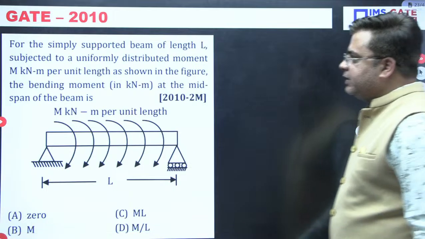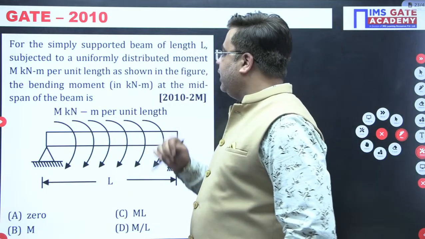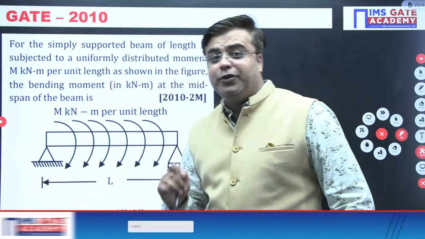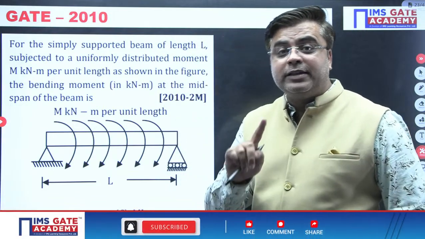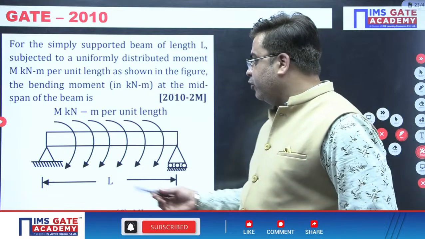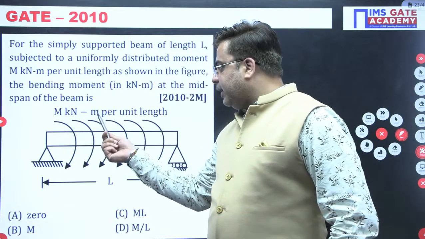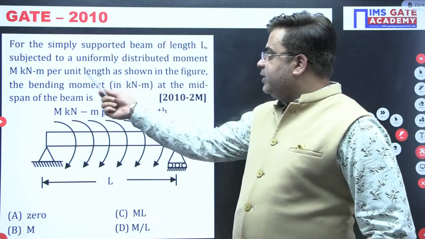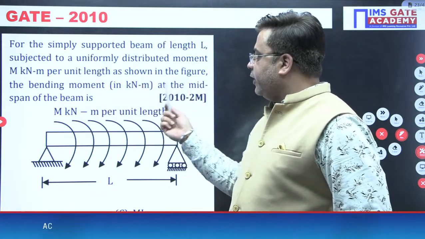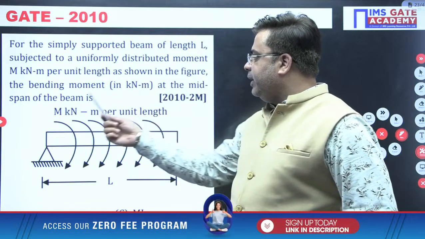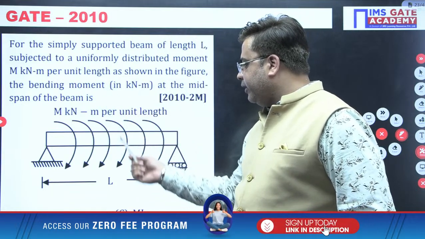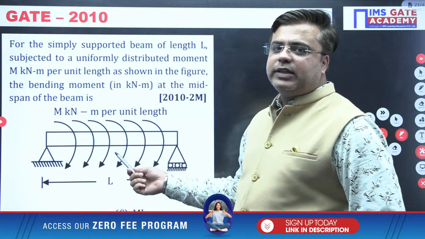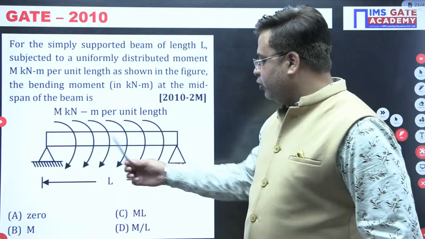So the question says that for a simply supported beam of length L, subjected to a uniformly distributed moment. Uniformly distributed moment means moment intensity is given to you, kilonewton meter per meter, right? As shown in the figure, the bending moment at the mid span of the beam is, you need to find out bending moment at L by 2. It's very simple. First thing is find out the support reaction at both the ends.